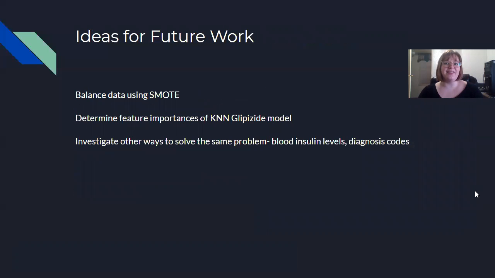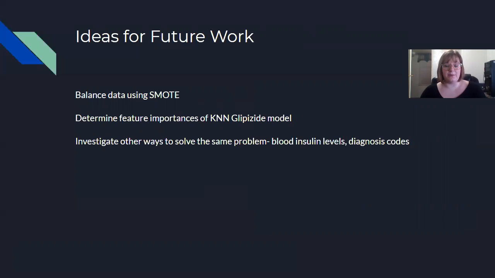So this study really lends itself to a lot of future work. These were my main ideas, things that could make it better or we could take it farther. I would balance the data using a process called SMOTE. I think it would be interesting to see how that changes our predictions, if it makes them more accurate or not.